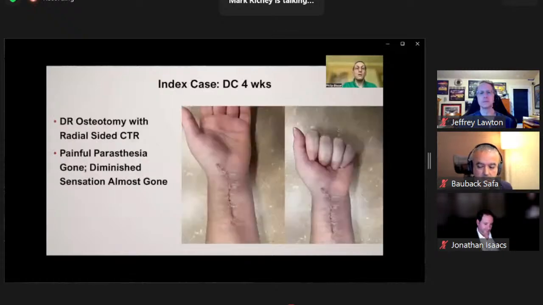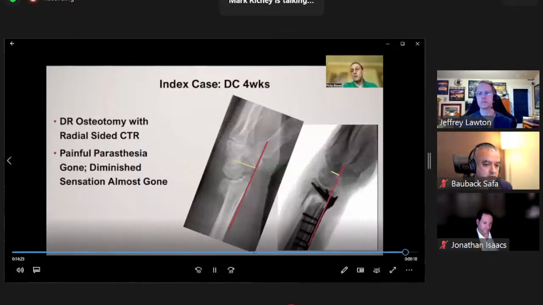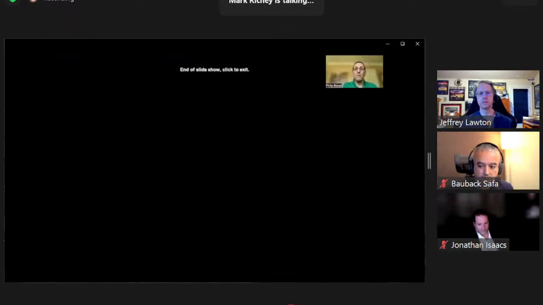So returning to our index case, here she is returning at 4 weeks. I did elect to do a distal radius osteotomy with a radial-sided carpal tunnel release. And at 4 weeks, her painful paresthesia is gone. Diminished sensation is almost gone, and she's restored her digital motion. And I do think this has to do with correction of her anatomy. And you can see that the head of her capitate is now almost collinear with the volar aspect of her radial shaft. And so thank you for your attention.